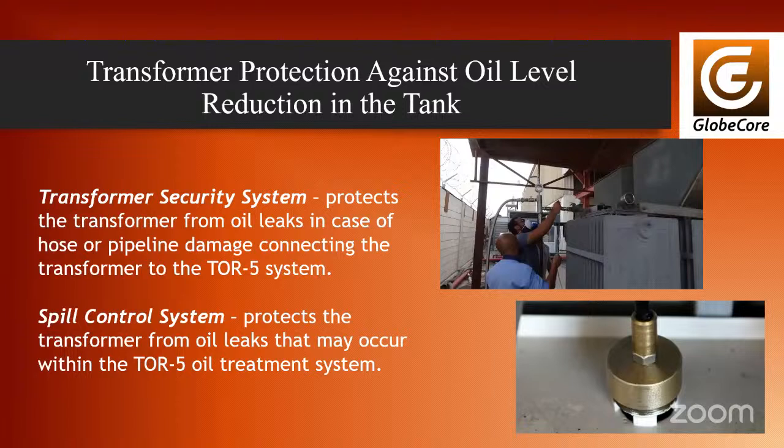The TSS also helps remove air from pipelines during connection. If oil leaks inside Tor 5 itself, a drip tray sensor triggers the same protection. The system shuts valves and disconnects. This ensures safety for both the transformer and the Tor 5 unit.